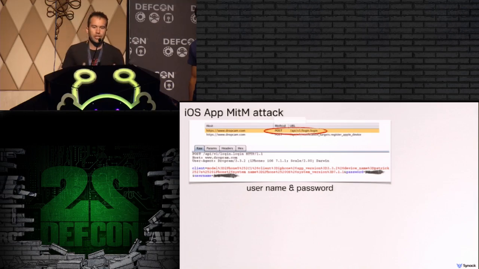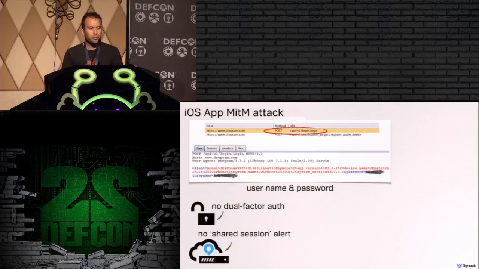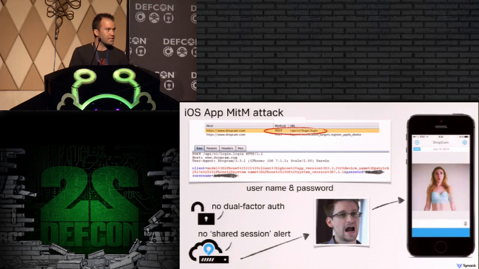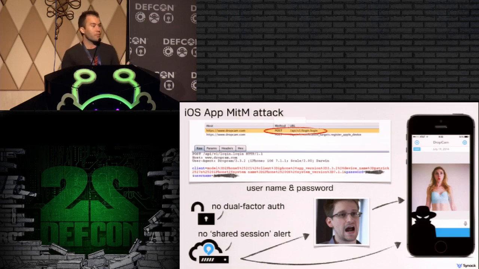So here we have a Burp capture showing a man-in-the-middle attack in action, actually against my own phone, which is non-jailbroken. It reveals a username and password for a DropCam account. Now, since DropCam does not use two-factor authentication or any shared or duplicate session alerts, an attacker with these credentials can persistently and surreptitiously spy on the user at any time. Now, this is really good for the bad guys, not good for the rest of us.